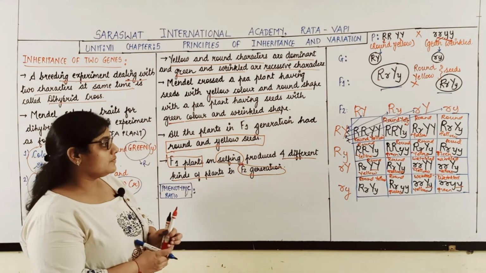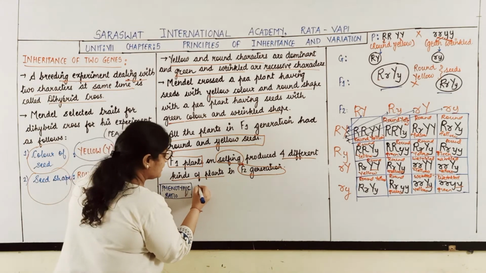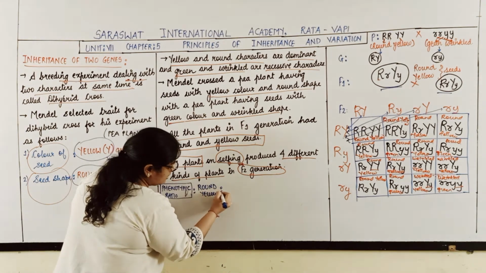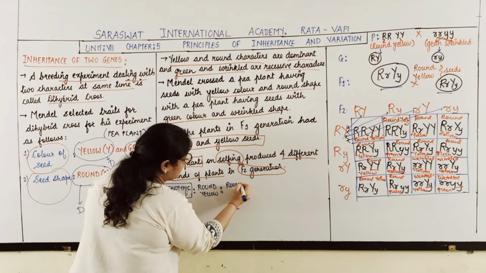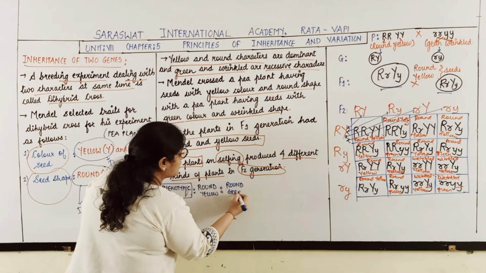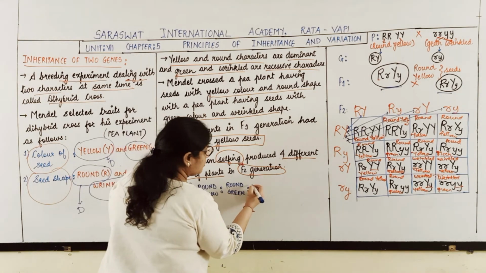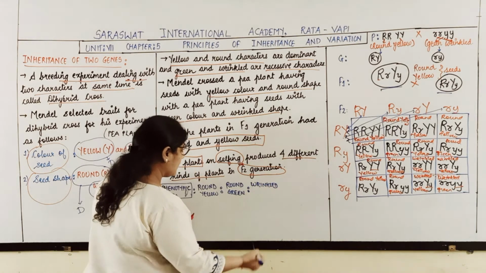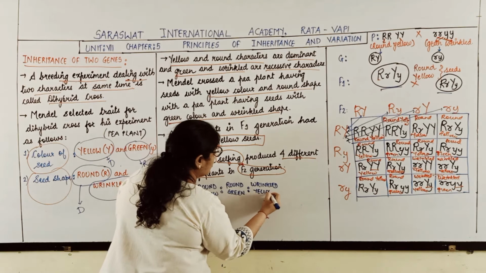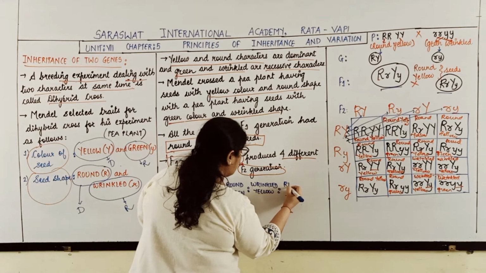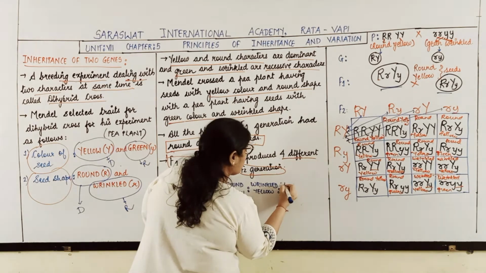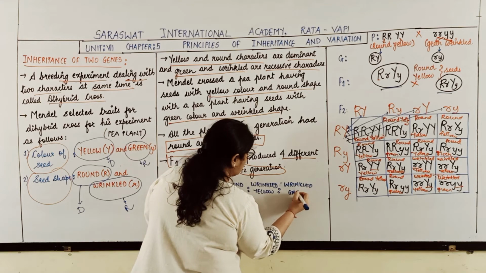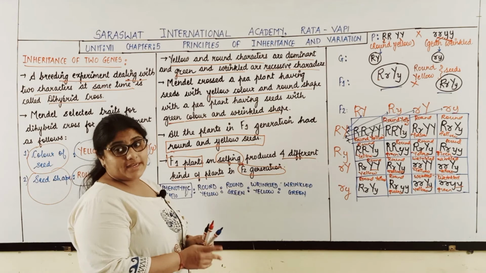So students, now you will see different combinations. You will see the round yellow combination, then you will see the round green combination, then you will see the wrinkled yellow combination with the wrinkled green combination. Now you calculate these phenotypes.